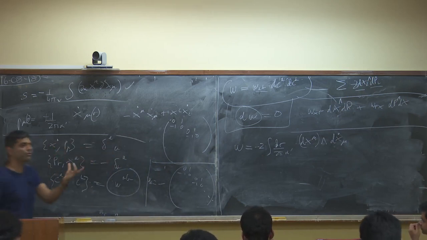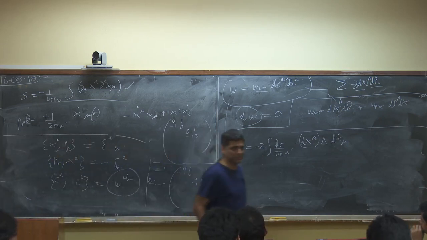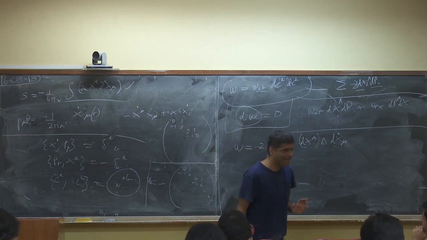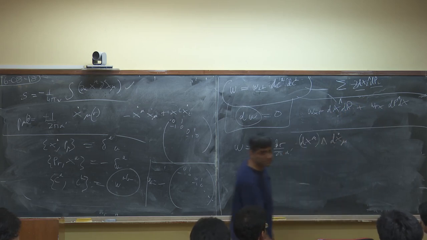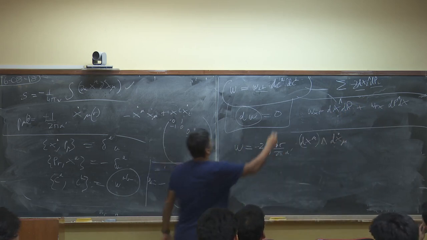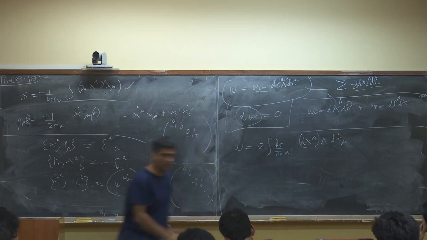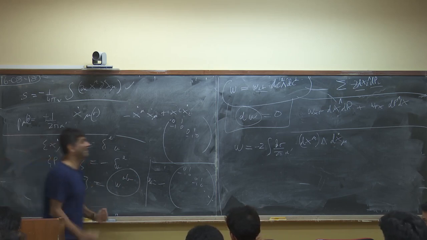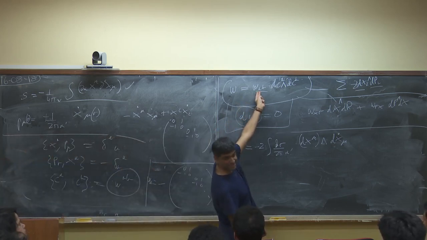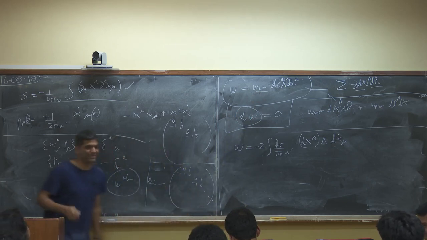If I write two forms and I multiply them, wedge is understood. All that I'm keeping track of here is that we're dealing with anti-symmetric matrices. Forms are always multiplied with a wedge. Then this is not like ds squared. No, it's not. It's anti-symmetric. You see, if it was ds squared, this would be 0, because omega ab is anti-symmetric.